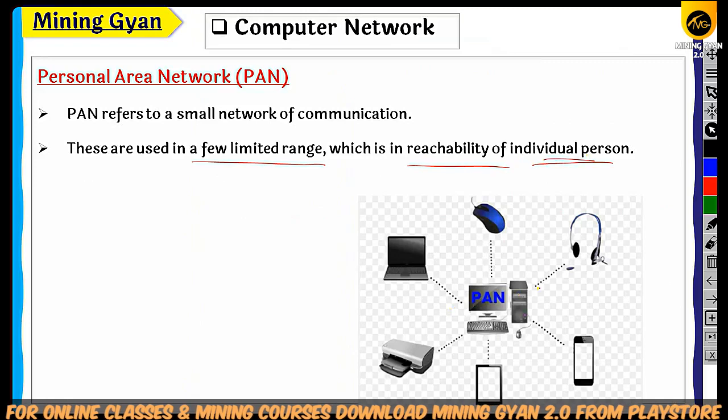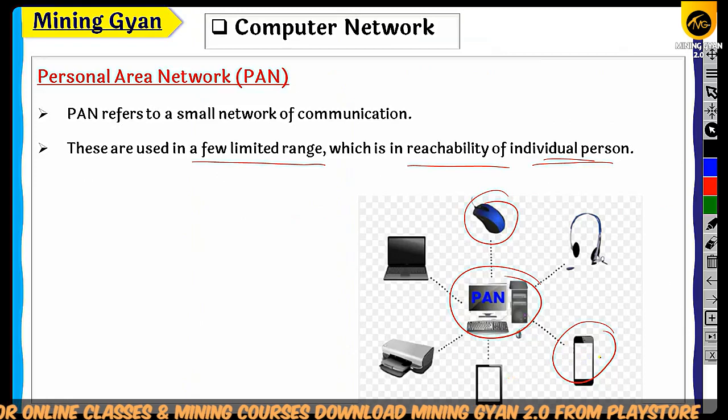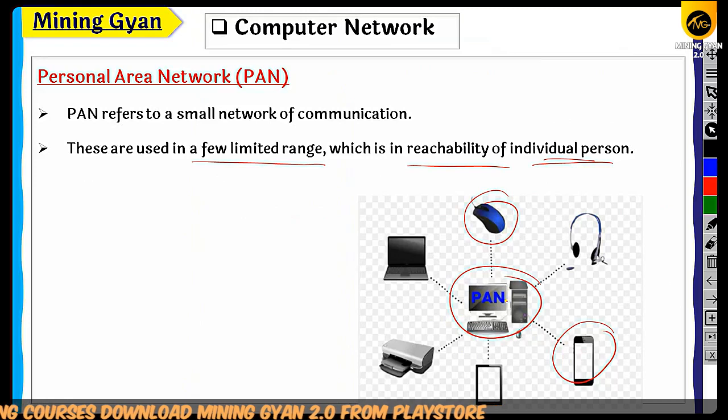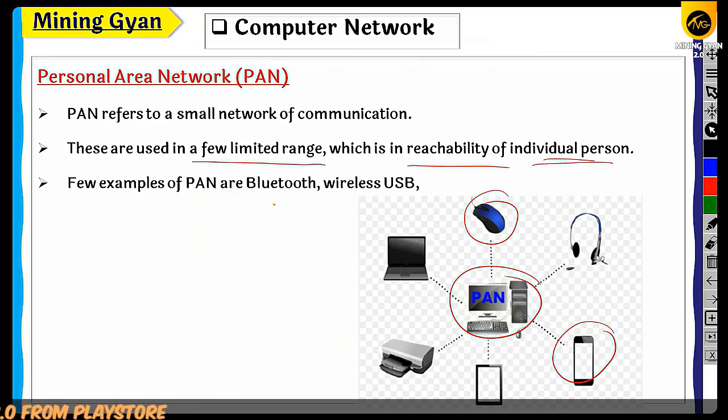For example, this is the personal area network we have, which is basically a personal computer. We can connect a mouse to this computer. Also we can connect some devices like mobile, headphones, printer. These all can create some kind of personal area network. So basically this is a small kind of network of communication. Few examples of PAN are Bluetooth, wireless, USB. These basically create the personal area network, which is used by individual persons.